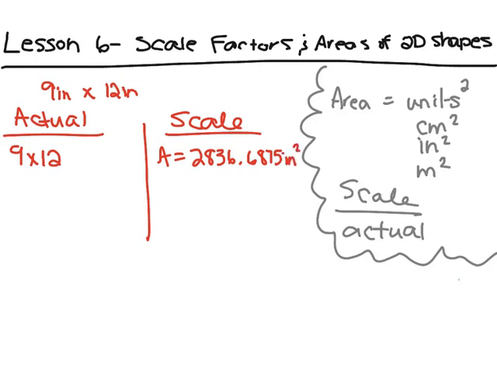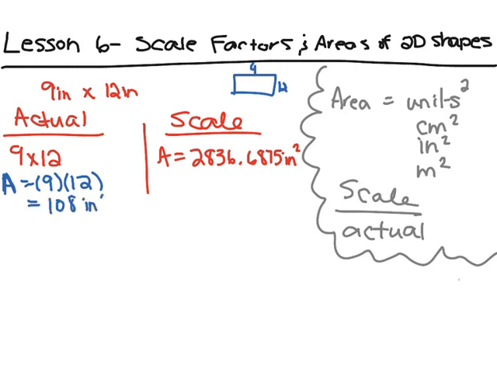So first, we're going to have to find the scale factor. We have to find the area of our actual size, because all we know is the area of the scale. We have a laptop screen, so it's a rectangle, and it's 9 times 12. To find the area of that, you do 9 multiplied by 12. So that's 108 inches squared.